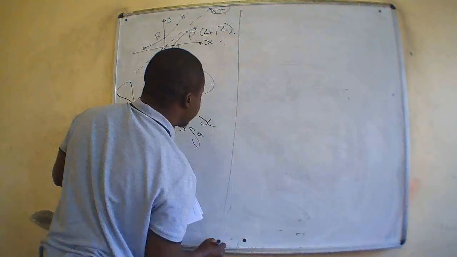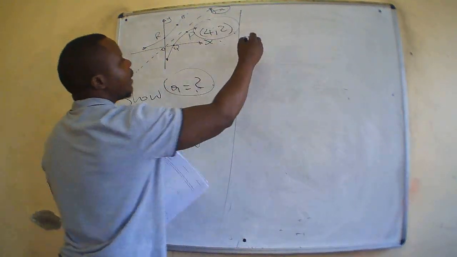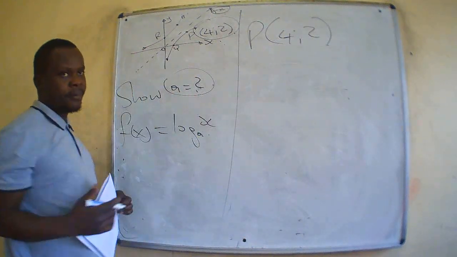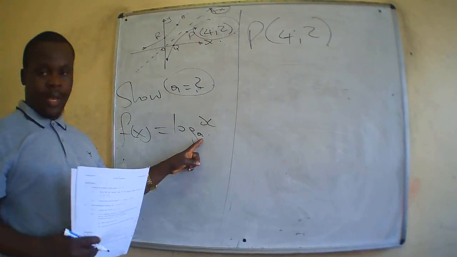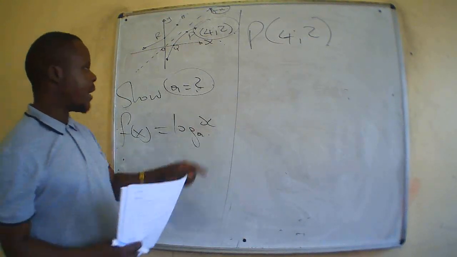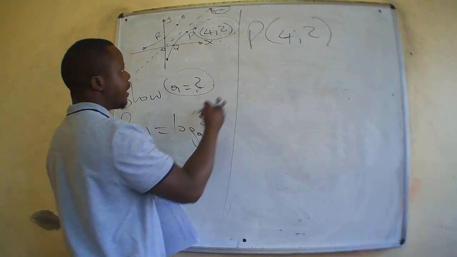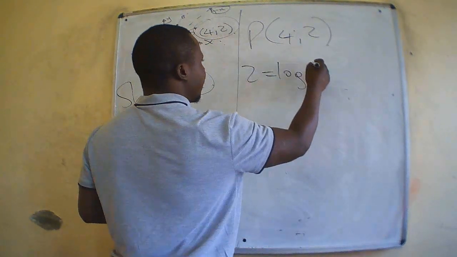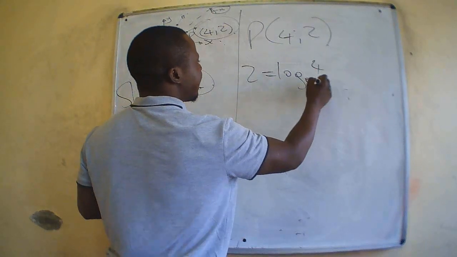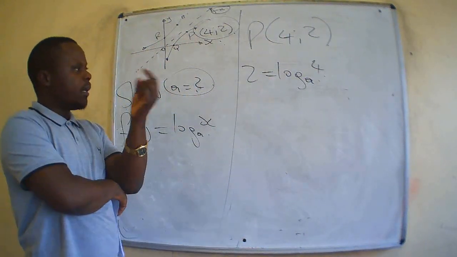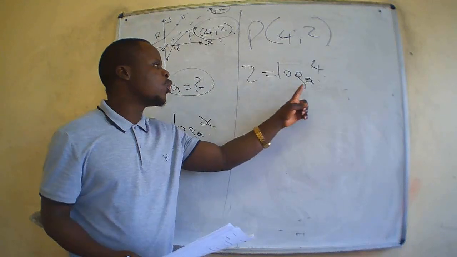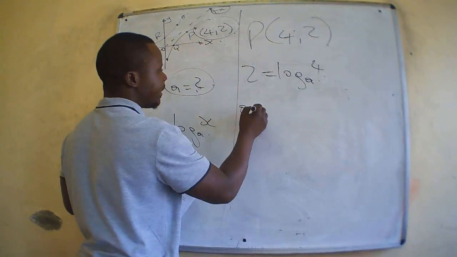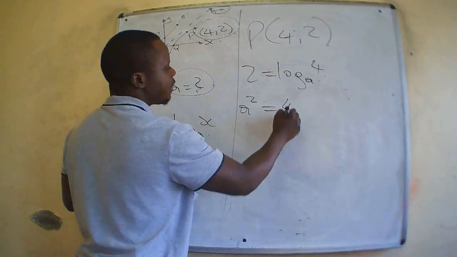Let us find the common point. The common point that we are given is P. P is (4, 2). This is the value of P. Now, in order to find the value of a, let's substitute f of x as y, and x, which means our y in this case is 2. 2 is equal to logarithm of 4 in base a. So, the next thing to do is that we need to simplify this value. How do we do that? Take the base, raise to the power of 2, the answer is equal to 4.